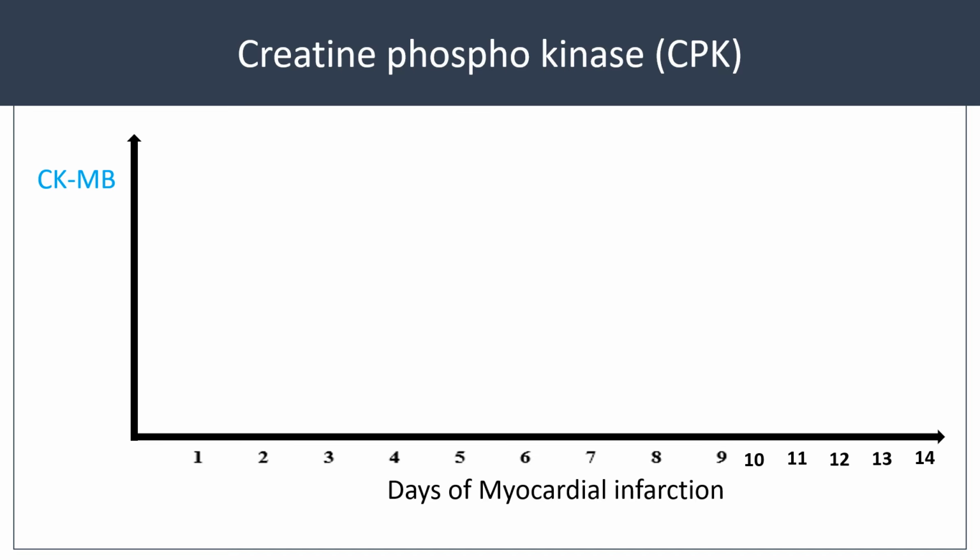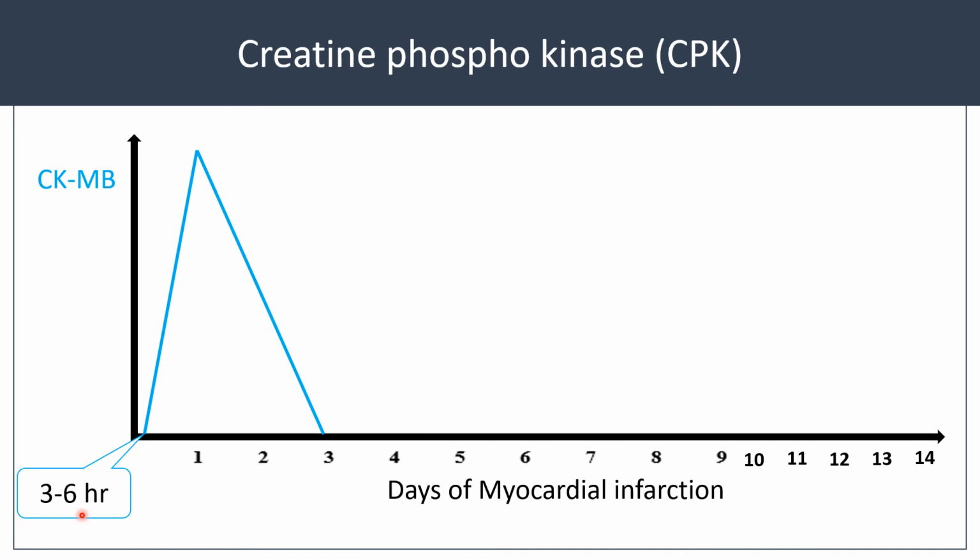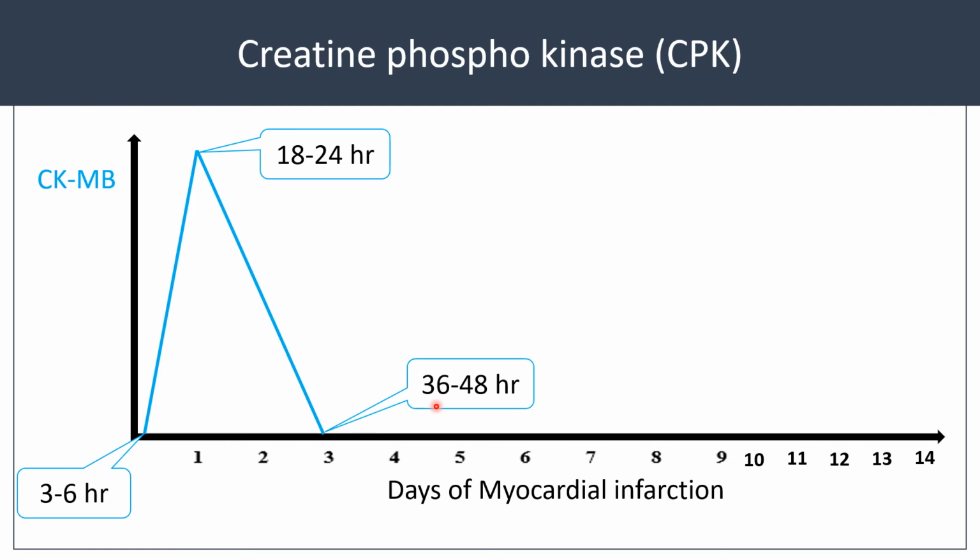In myocardial infarction, CKMB or CPKMB will start elevating in the blood by 3 to 6 hours after myocardial infarction. Once a patient has developed myocardial infarction, after 3 to 6 hours, CKMB will start elevating in the blood, and it will reach the maximum concentration by 18 to 24 hours, and it will become normal by 36 to 48 hours. You have to memorize these numbers.